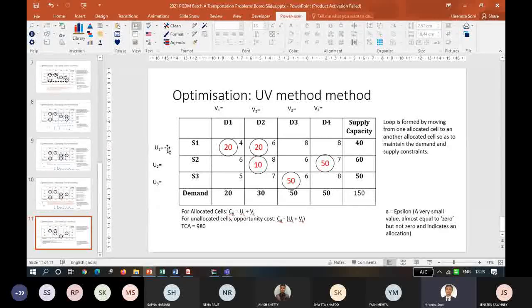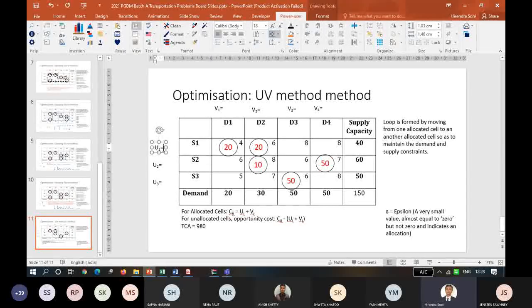Now, since we don't know the values for any of them, neither U's nor V's, we start from somewhere. So we say we will start with U1 equals to 0.